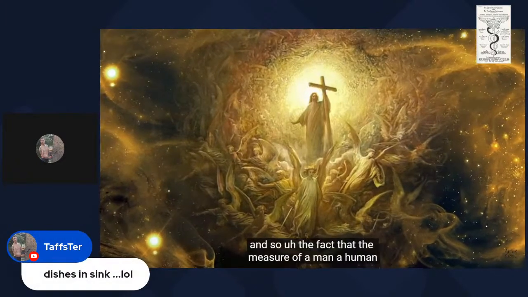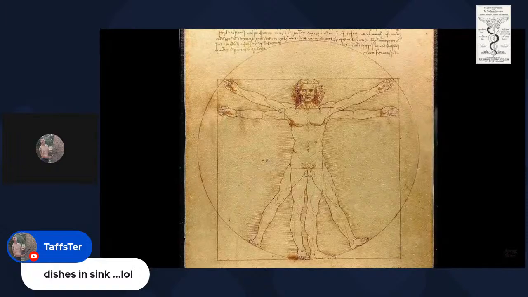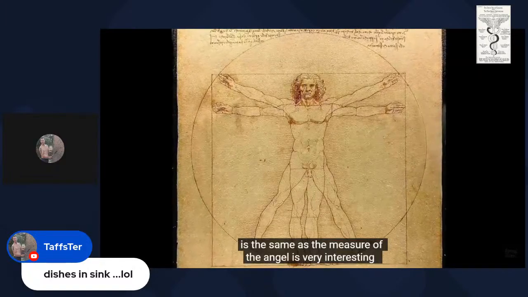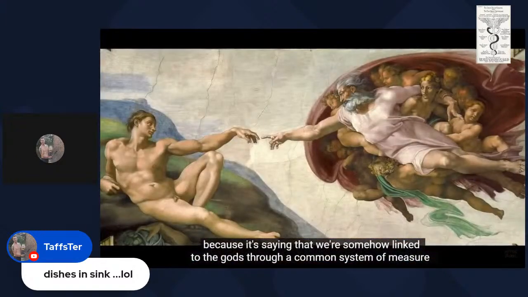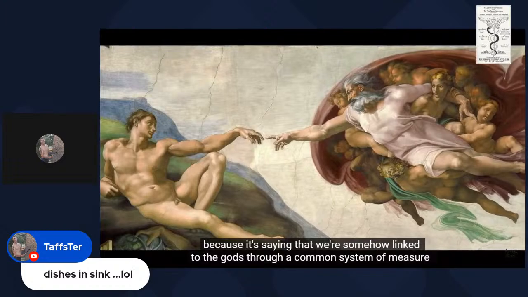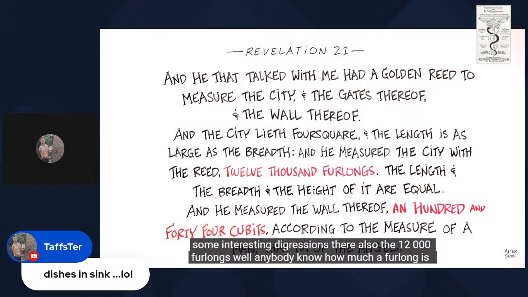And so the fact that the measure of a man, a human, is the same as the measure of the angel is very interesting, because it's saying that we're somehow linked to the gods through a common system of measure. But notice the numbers, 144 cubits. Of course, you got to ask, what is a cubit? And that leads us into some interesting digressions there.